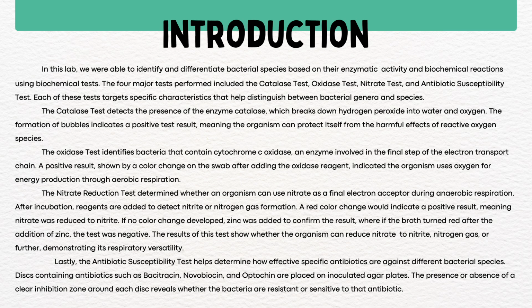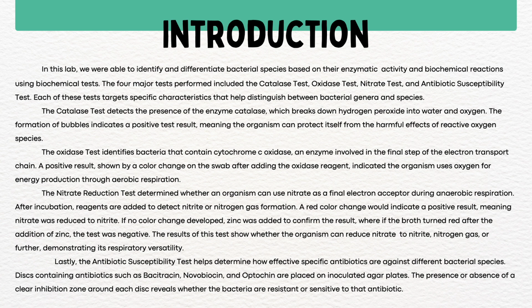The nitrate reduction test determined whether an organism can use nitrate as a final electron receptor during anaerobic respiration. After incubation, reagents are added to detect nitrite or nitrogen gas formation. A red color change would indicate a positive result, meaning nitrate was reduced to nitrite. If no color change developed, zinc was added to confirm the result, where if the broth turned red after the addition of zinc, the test was negative. The results of this test show whether the organism can reduce nitrate to nitrite, nitrogen gas, or further, demonstrating its respiratory versatility.